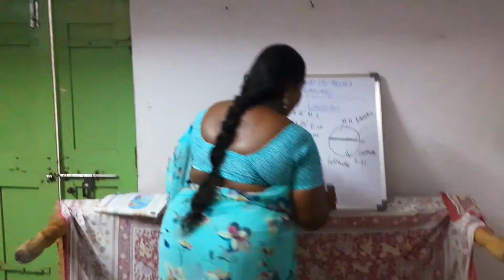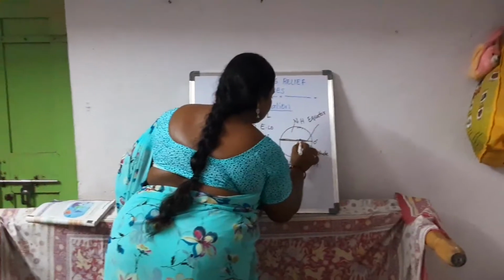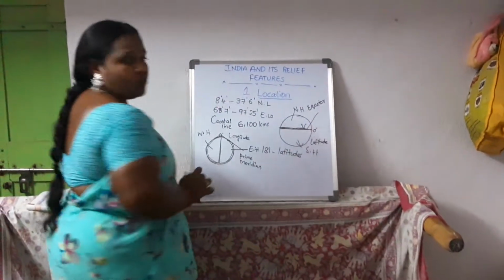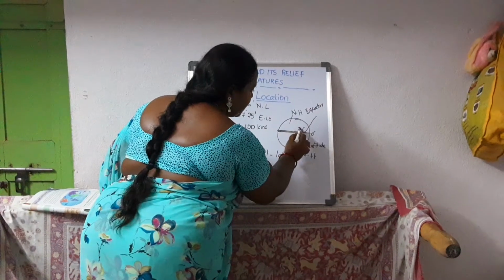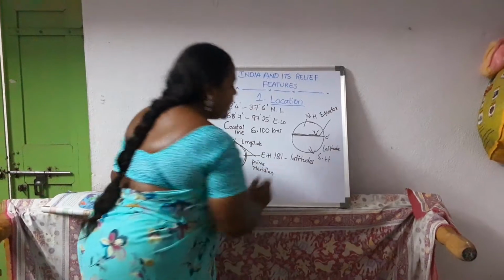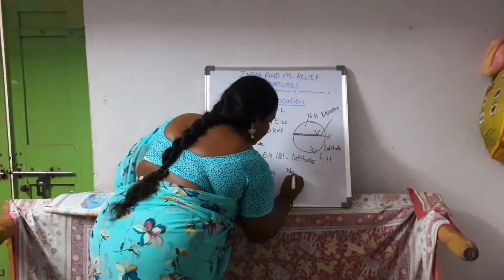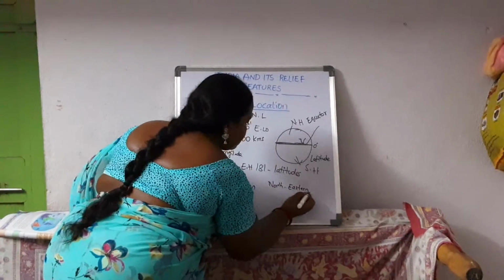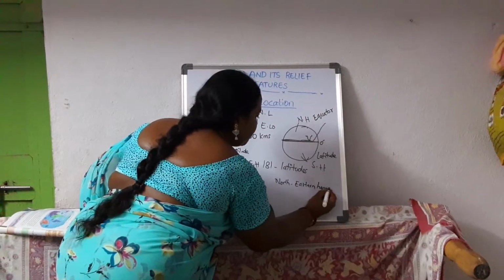Now, our India is located here. Somewhere here you will find India. So, you can see India here. It means that India is located in the northeastern hemisphere.